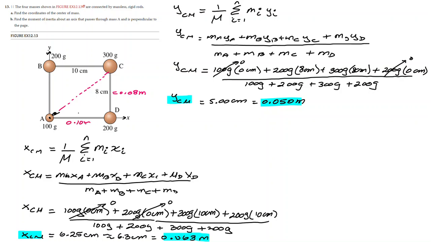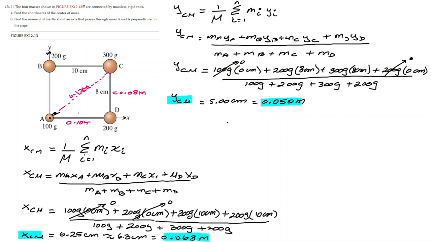So if we find now the diagonal that we have over here, this diagonal is equal to the square root of the sum of the squares of these two sides. You do the calculation, 0.13 meters. 0.13 meters, right? So now we know the distance of mass D from A, and the distance of mass C with respect to mass A. And why do we need to do that?